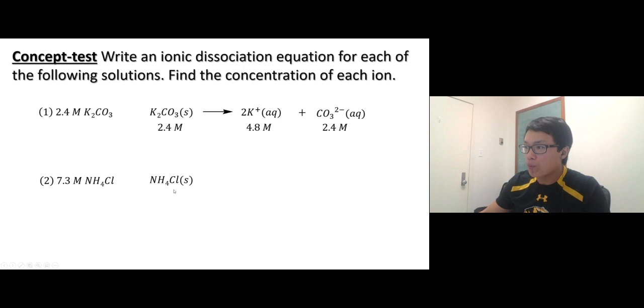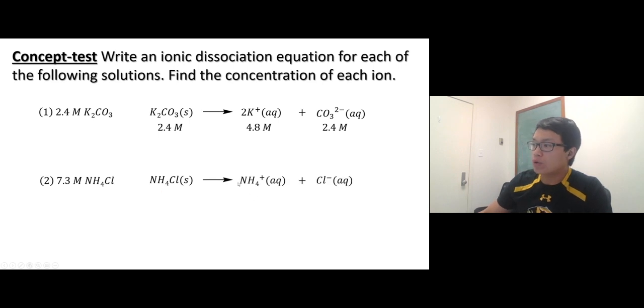Ammonium chloride dissolved in water totally. You should get 1 unit of ammonium per 1 unit of ammonium chloride and 1 unit of chloride per unit of ammonium chloride. See that? So you should get a 1:1 ratio, 1 and 1. For 7.3 molar ammonium chloride, you're going to get the same number: 7.3 molar ammonium ion and 7.3 molar chloride ion.